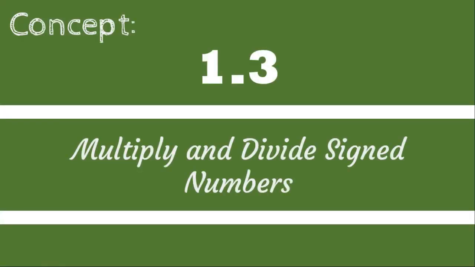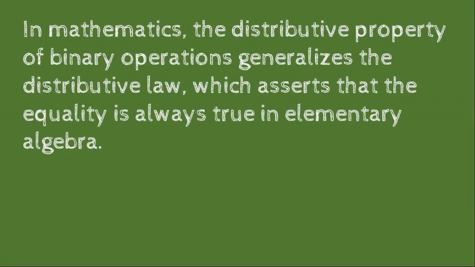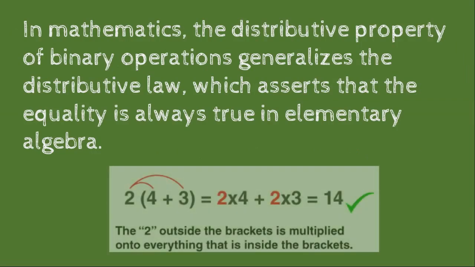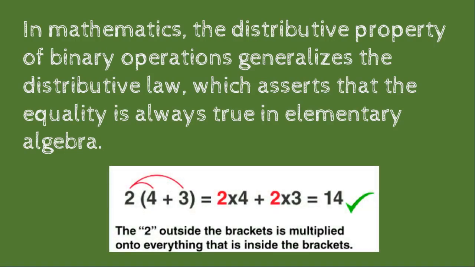And we're back to concept 1.3, multiply and divide signed numbers. In mathematics, the distributive property of binary operations generalizes the distributive law, which asserts that the equality is always true in elementary algebra. So, in the example 2 times parentheses 4 plus 3 would equal 2 times 4 plus 2 times 3, which would equal 14. The 2 outside the parentheses is multiplied onto everything that is inside the parentheses.